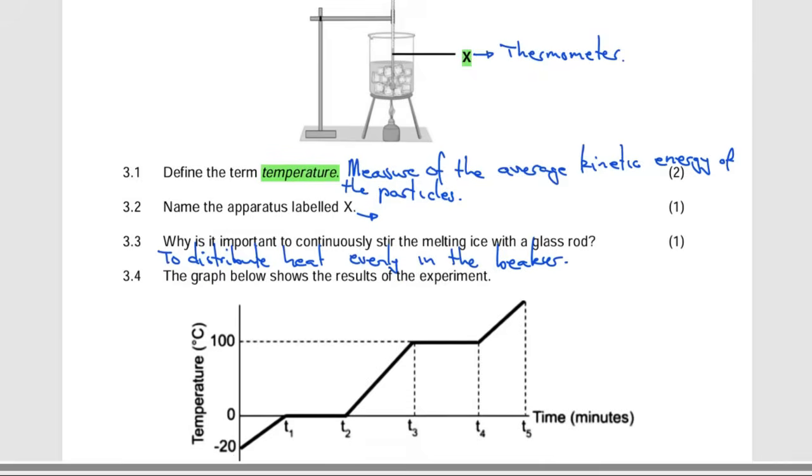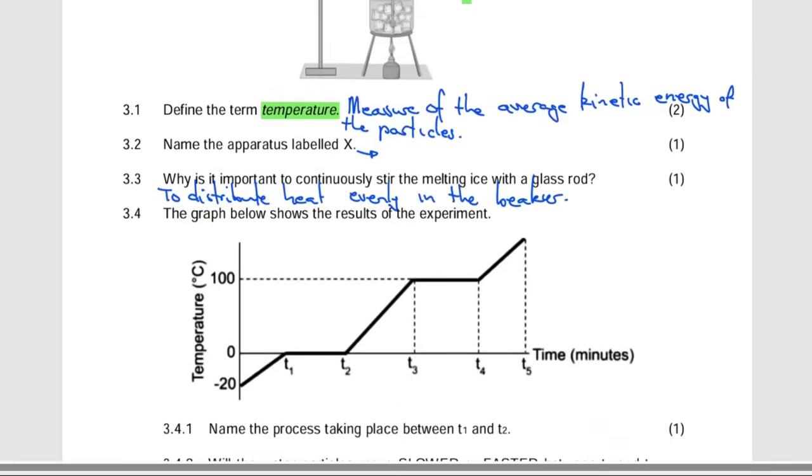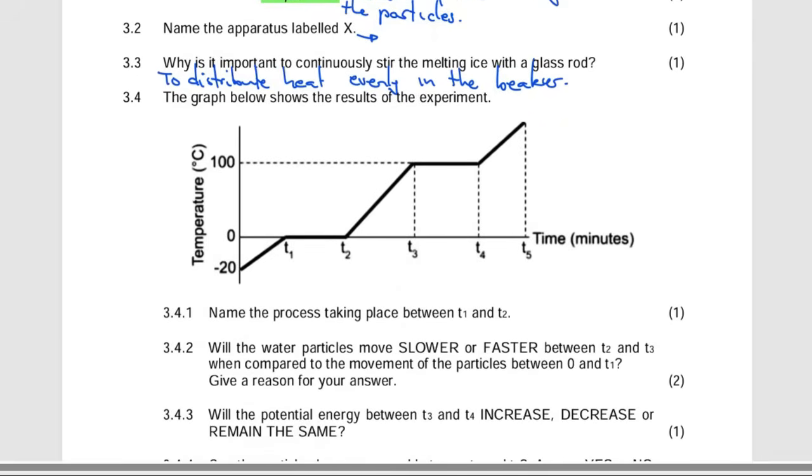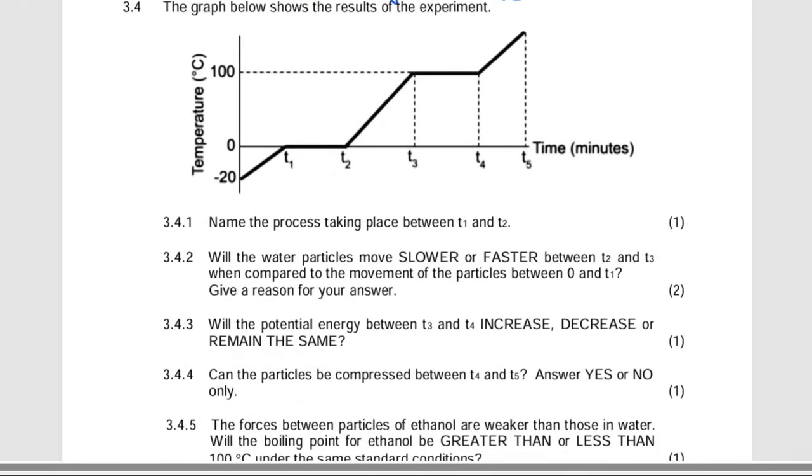Then moving on to 3.4, it says the graph below shows the results of the experiment. So this is the graph obtained after we heated the ice cubes. Then they're saying name the process taking place between T1 and T2. So here, T1 and T2. We can see at the start there was an increase in temperature from -20 to 0.